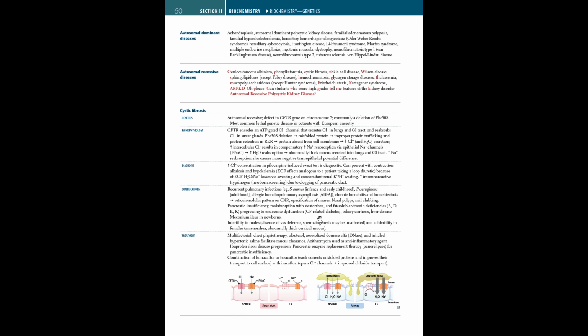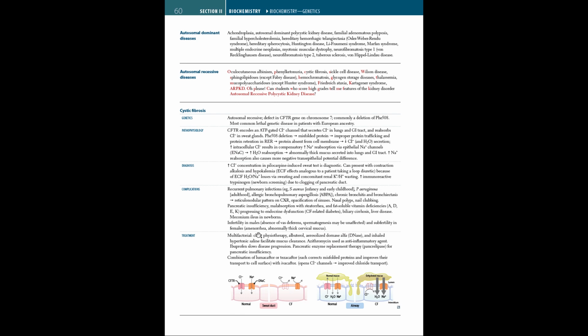Infertility in males is pretty common, and this is due to the absence of the vas deferens. Spermatogenesis, however, may be unaffected. And subfertility in females, with amenorrhea or abnormal thick cervical mucus.